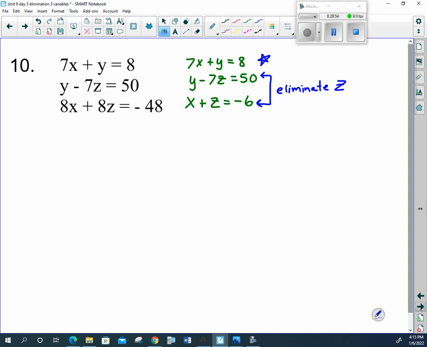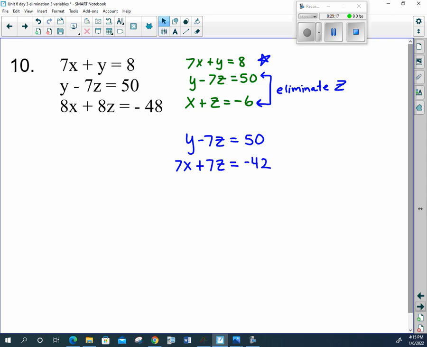So if I do that, I'm going to multiply the bottom equation by 7. So I'm going to have y minus 7z equals 50. And then I'm going to multiply the bottom equation by 7. So 7x plus 7z equals negative 42. Okay, so now we'll just go ahead and add those together.